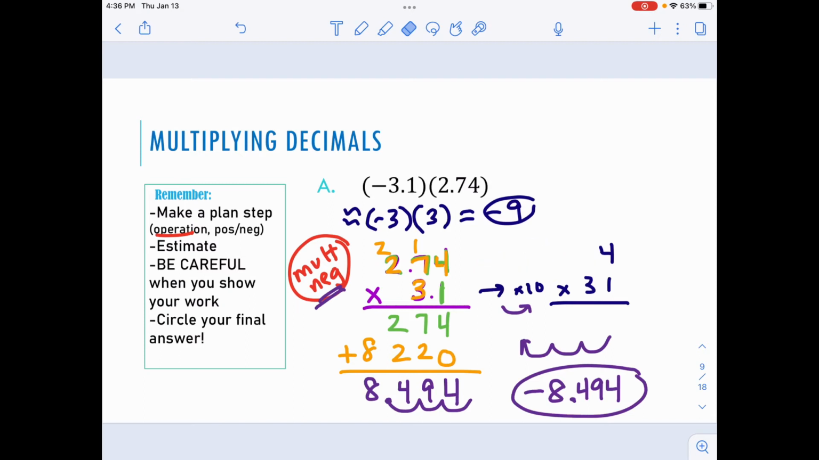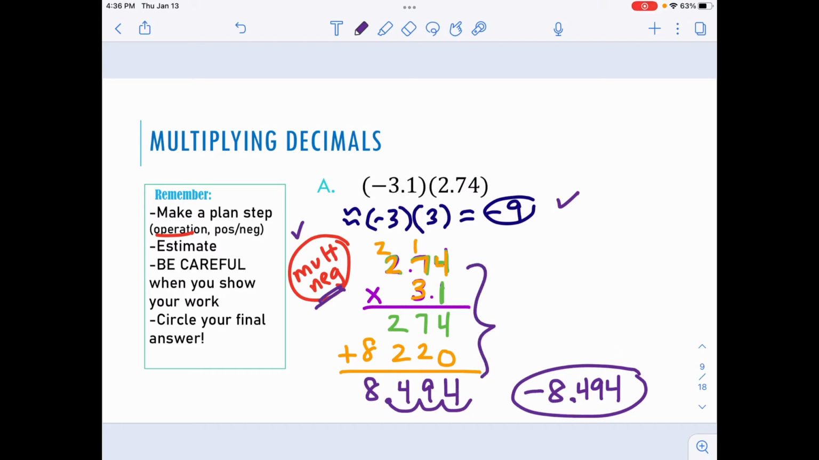So let's clean up all this work that I do not need. All right, and this is the bare minimum of expectations for work. I'm once again looking for that estimation. I'm looking for that plan step. I'm looking for all that computation work and a final answer circled.